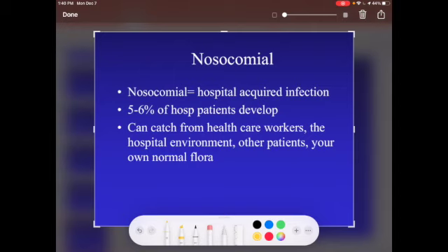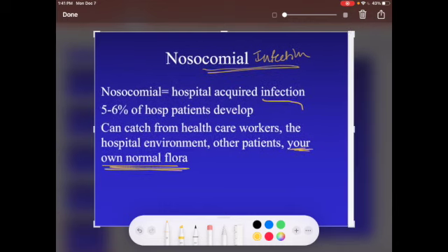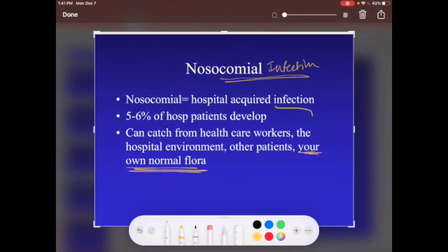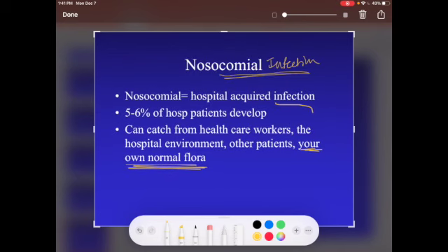Okay, you can actually catch an infection in the hospital from your own flora. So a nosocomial infection, hospital-acquired infection, C. diff is usually an example of that. We treat people, if someone goes in for surgery, we give them antibiotics, usually via an IV when they go home.